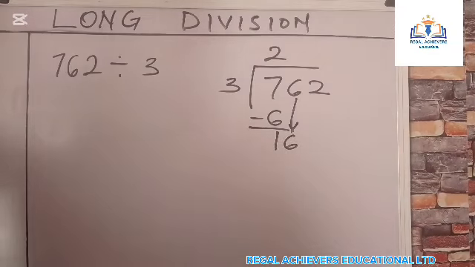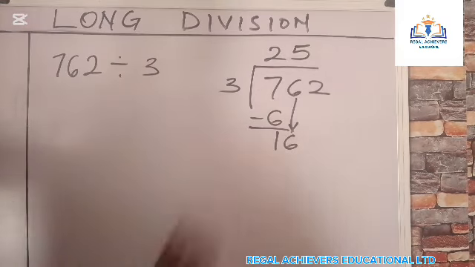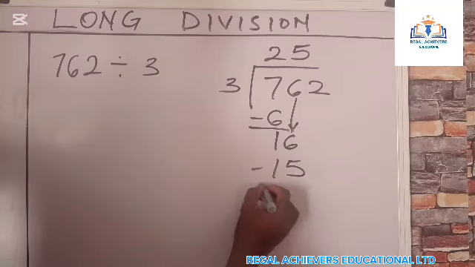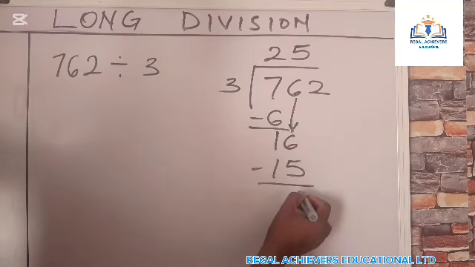How many 3s can you see in 16? That'll be 5, right? 3 times 5 is what? 15. Then you subtract it. 16 minus 15, that's 1.